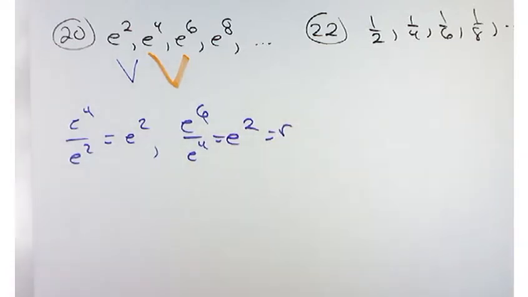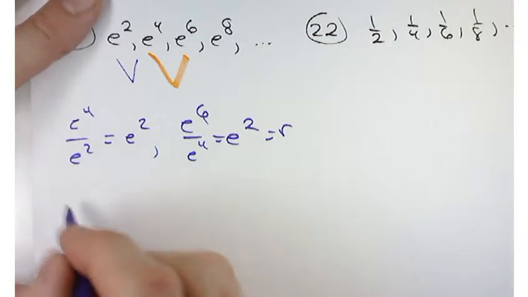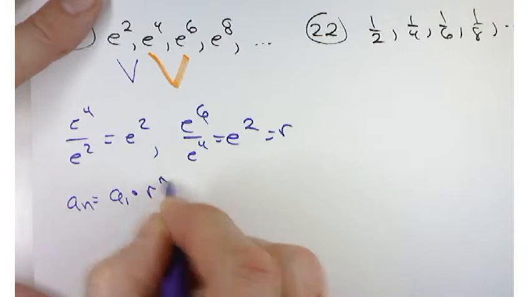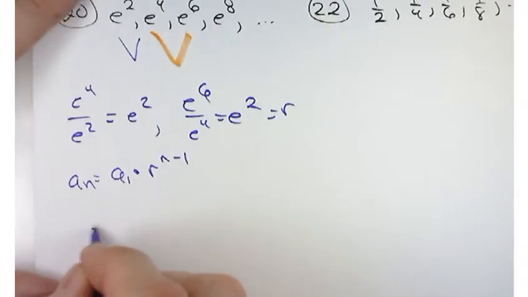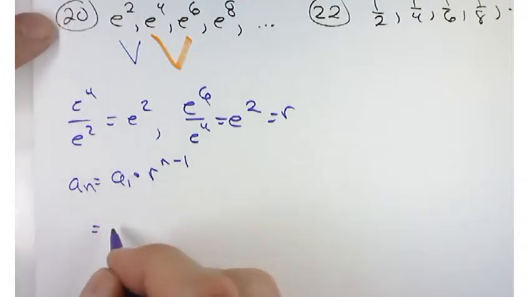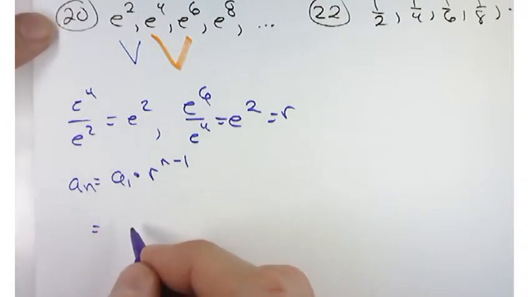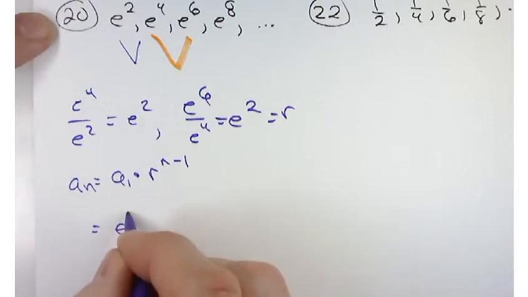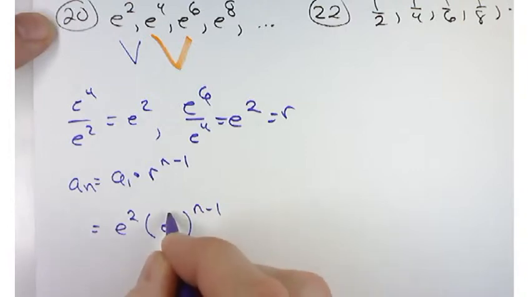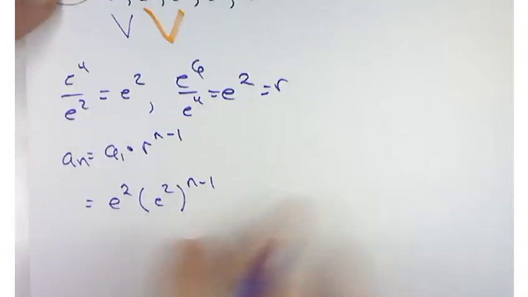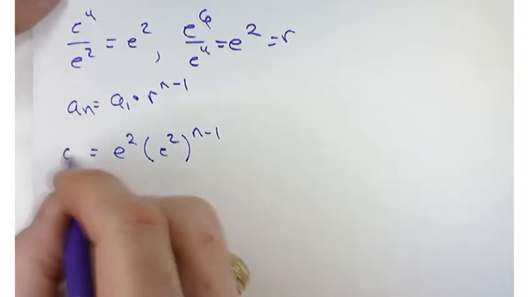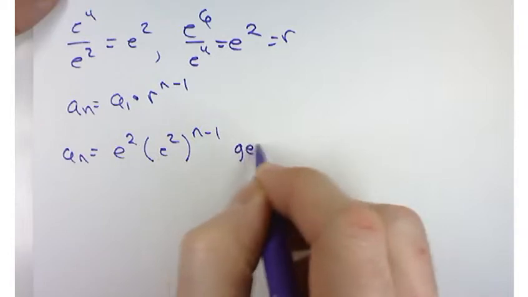That's r. And to finish it off, we'll write it as a sub n equals a sub 1 times r to the n minus 1. Now this one's going to get a little tricky. But I'd like to see it written like this. What's a sub 1? e squared. What's r? e squared again. I'm happy for you to leave it like this. There's nothing wrong with it. So that's your a sub n. It is geometric.